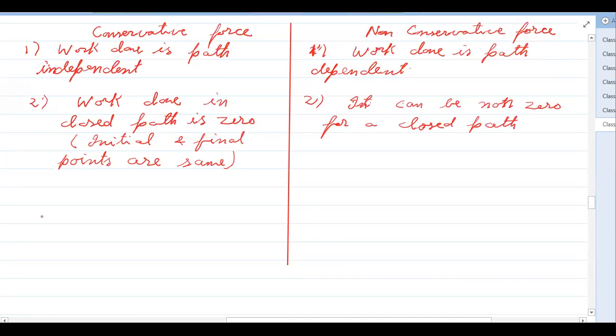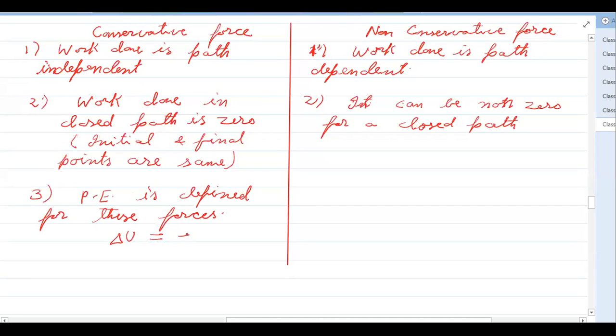Okay. Then we can define potential energy here. For conservative forces, we can define potential energy. And how is potential energy given? The change of potential energy is given by the negative of the work done by conservative forces.